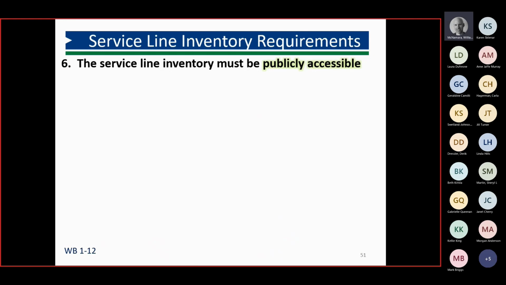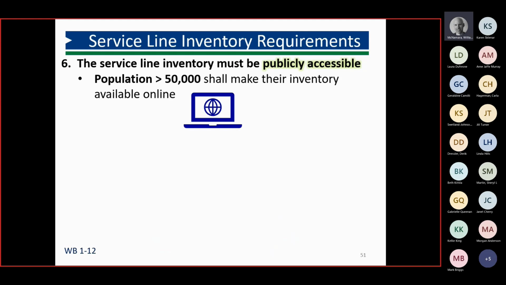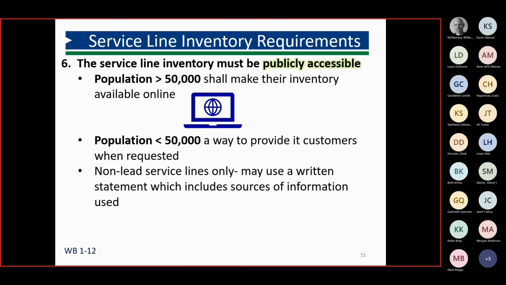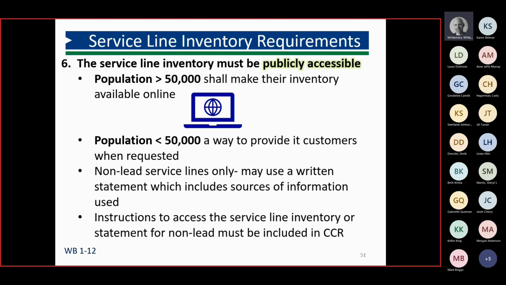The service line inventory must be publicly accessible. So for those systems that are greater than 50,000 in population, they would need to make their inventory available online. And for those with less than 50,000 in population, they would just have to provide it to customers upon the request of the customer. For those systems that only have non-lead service lines, they may use a written statement for their publicly accessible version of the inventory, just stating what information they used to make that determination of non-lead. And then the other requirement is instructions to access the service line inventory. So for those community systems that need to provide a CCR to their customers, they would have to put a statement in that CCR of where they get the service line inventory, where it's located.